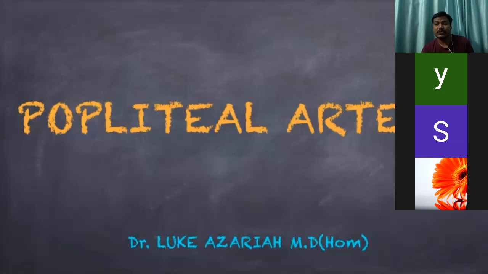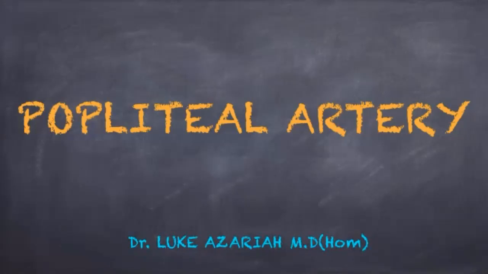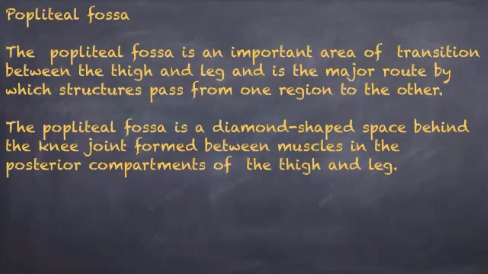Neurovascular structures of the lower limb. Okay, we have already done the femoral artery and profunda femoris, right? Today we are going to deal with the popliteal artery. In order to know the popliteal artery, we have to know the popliteal fossa, which is situated in the back of the knee, right?